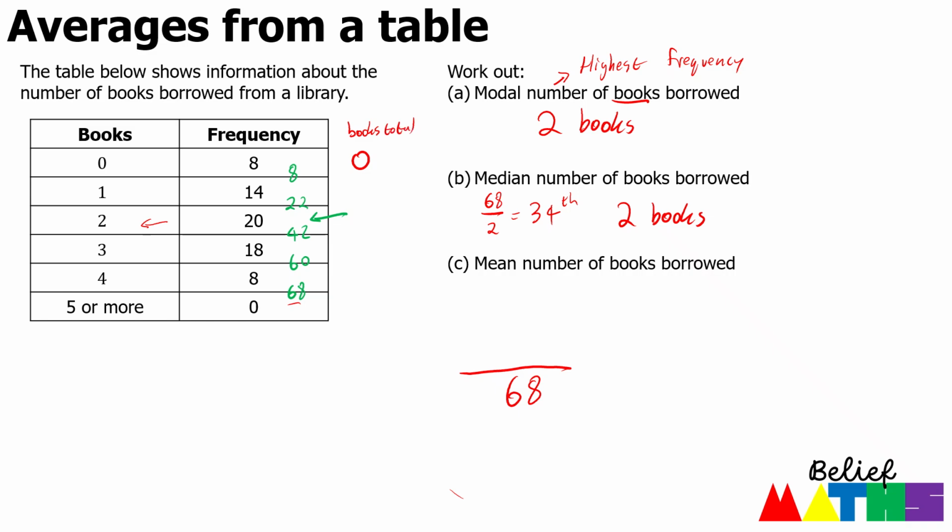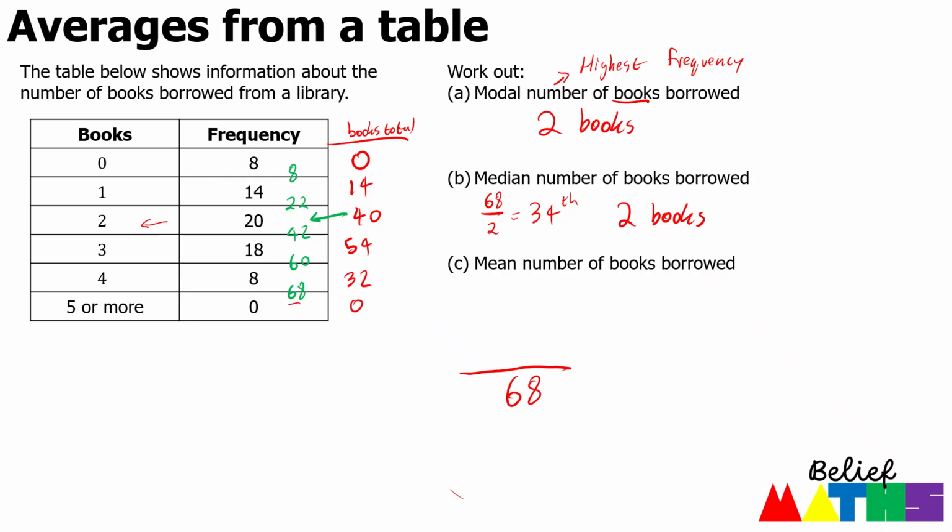So we call this books total, for example. In this case, 1 book was borrowed 14 times, that's 14 books. 2 books were borrowed 20 times, that's 40 books. 3 books were borrowed 18 times, so 18 times 3 gives us 54 books. 4 books were borrowed 8 times, so 8 fours are 32, and then 0 for the last one as well.